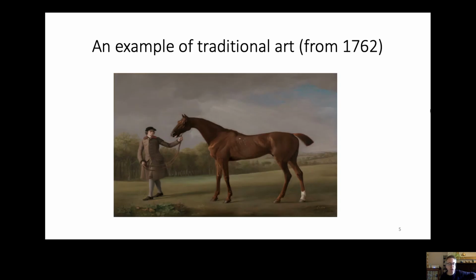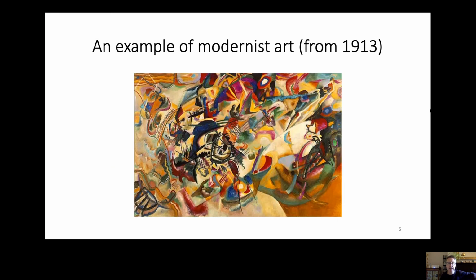To flesh out some of those generalizations a bit and to introduce you to modernist culture, I thought it would be helpful just to take a very quick look at the visual arts. So I want you to take a quick look at an example of what I'm going to call traditional art. This is a painting from 1762. And here is an example of modernist art. So this is a painting from 1913, so right slap bang in the modernist period.